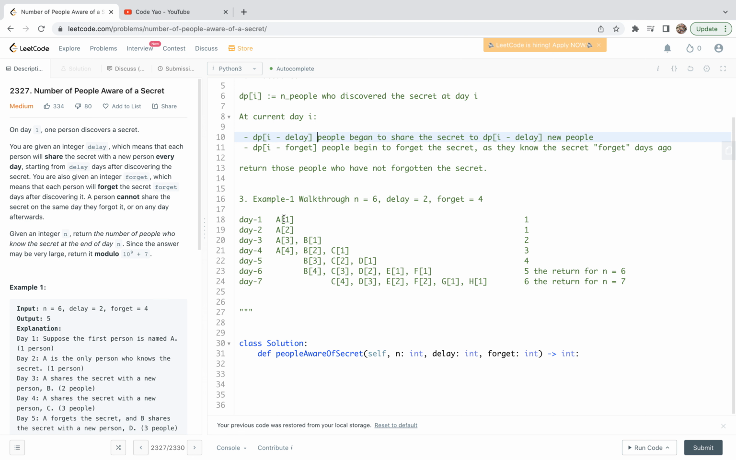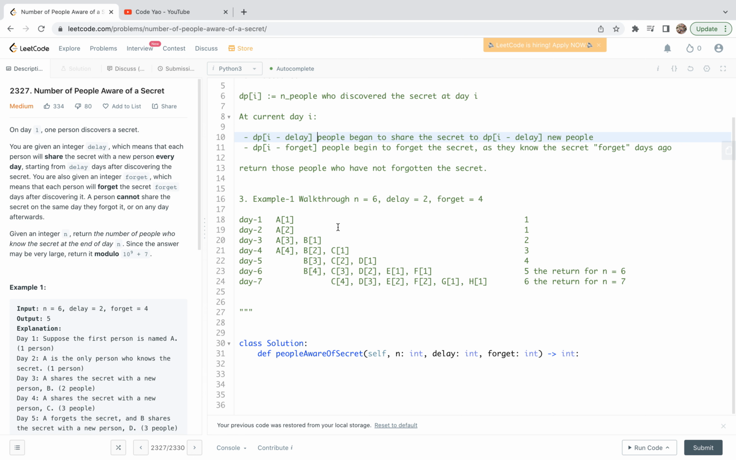Here is a walkthrough for example 1. Here I marked the days the people know the secret. For example, on day 1, person A began to know the secret. It's his or her first day. So on day 1, there is 1 person who knows the secret. On day 2, still only A knows the secret, because day 2 is still before the delay days, right? So we have A, but it's A's second day to know the secret. So we have 1 person who knows the secret.